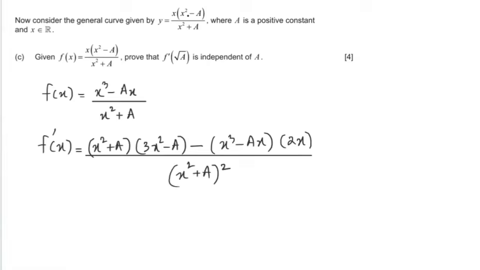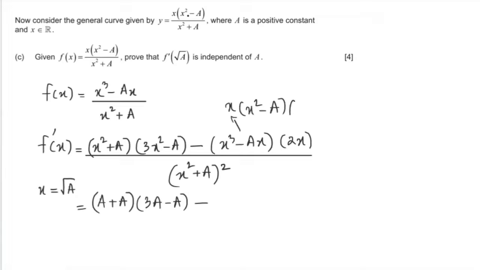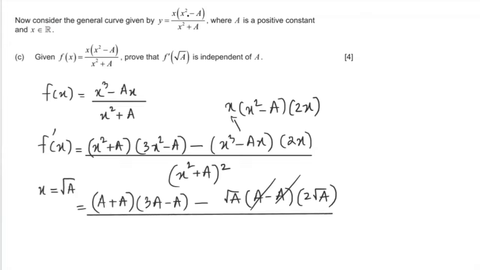Now I need to substitute square root of a in place of x. Let's see what happens. This will become a plus a, and this will become 3a minus a. Okay, it's better if I rewrite it like this, x squared minus a. You'll see why. It's easier to substitute the square root a value. So square root a times, oh, this is a minus a, so no need to go any further. This will eventually become 0 this side, right? Divide the whole thing by a plus a whole squared.